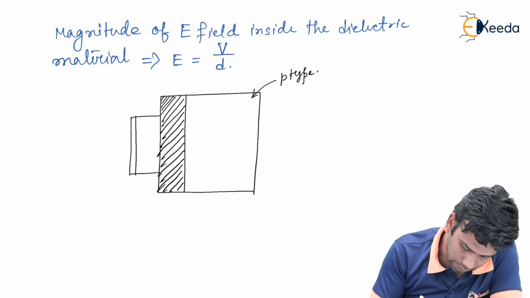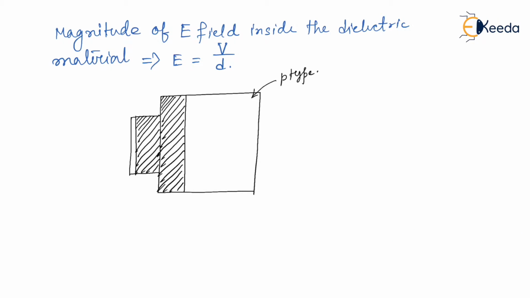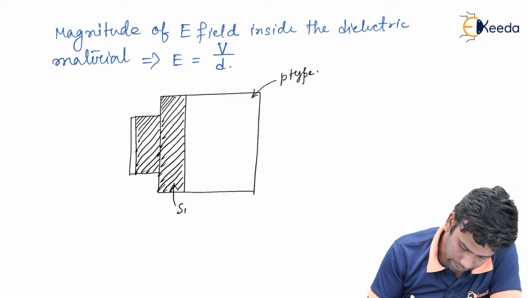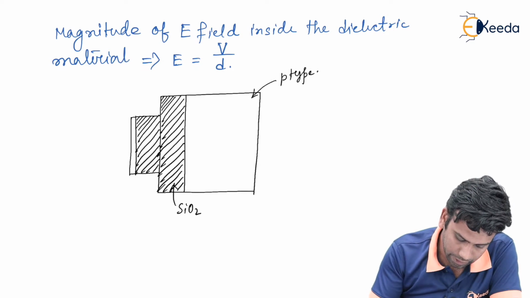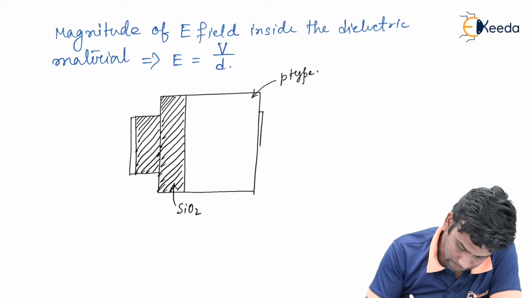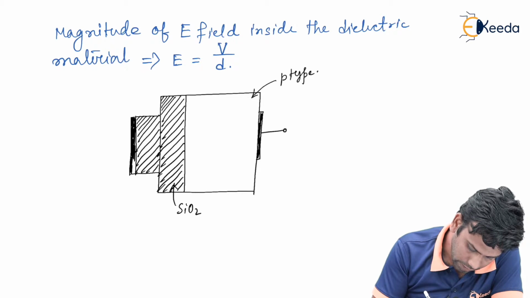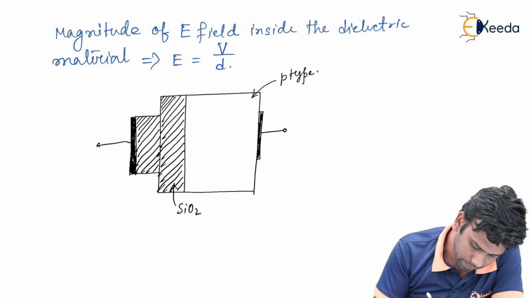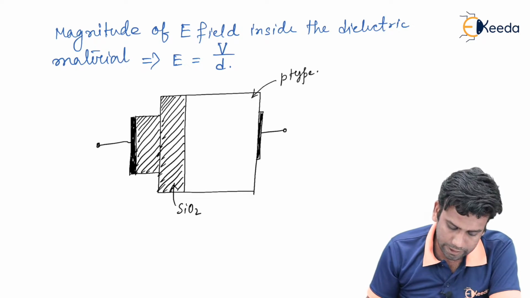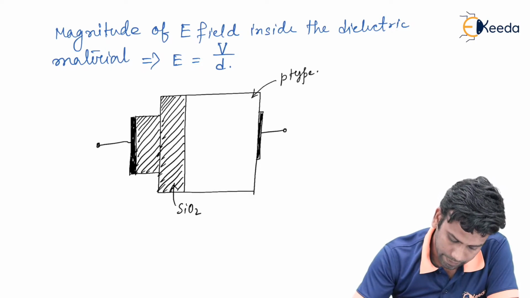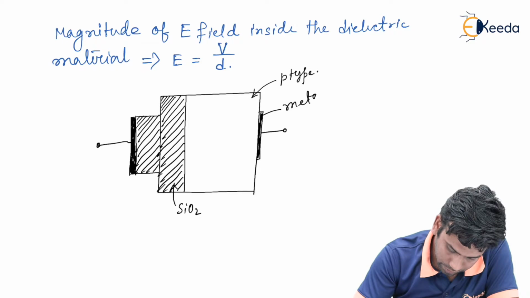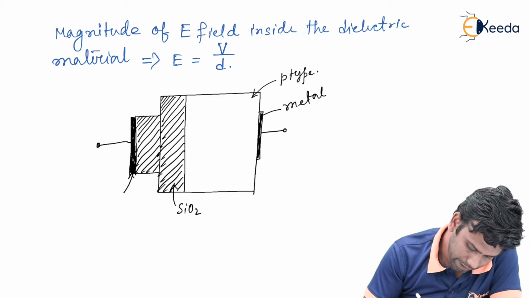So this is the silicon dioxide and this is the p-type material, and here a metal contact is grown in this fashion. Similarly, a metal contact is grown in this fashion on the silicon dioxide. So this is a capacitor where this is the metal plate and this will act as a metal plate.